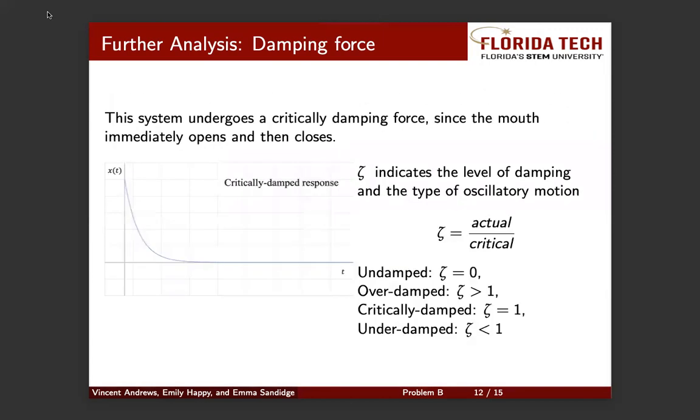So over here, we noted that the system must be undergoing critical damping since the mouth immediately opens and then closes. Physically speaking, it makes sense for this to be happening since the goal of suction feeding is for a predator to very rapidly open and close its mouth to draw prey in. So the oscillation would happen very rapidly and would not continue moving on.